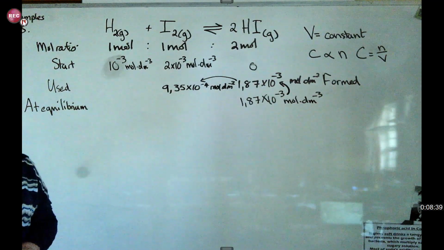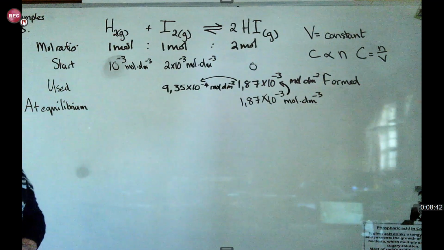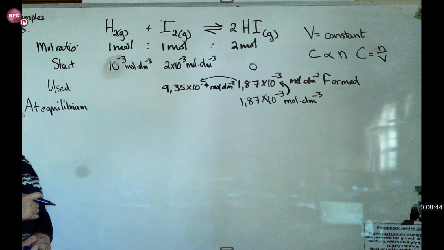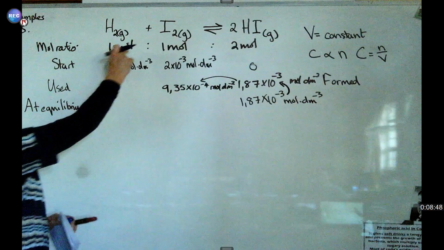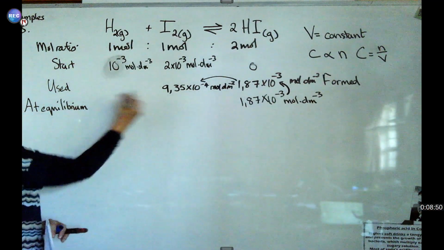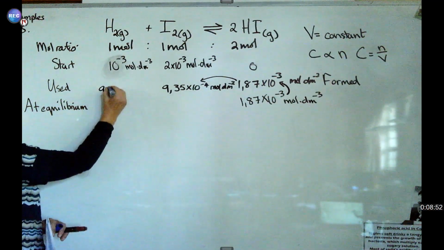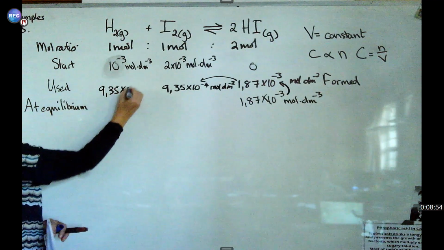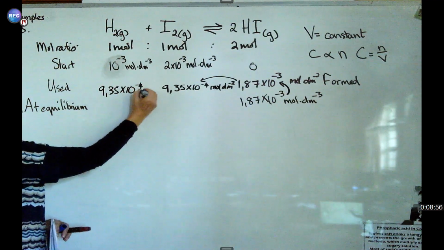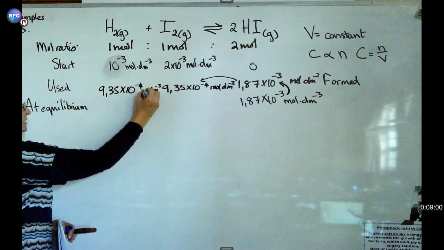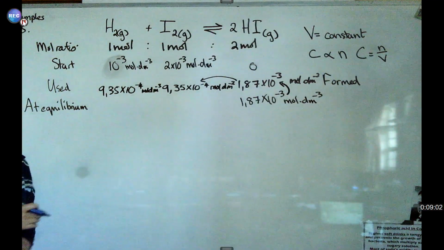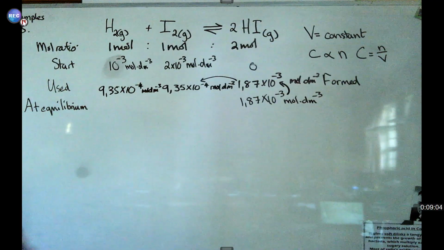And how much hydrogen would be used? It would be the same number. The ratio is 1 mole to 1 mole, so 9.35 times 10 to the minus 4 mole per cubic decimeter. Give yourself space when you do these calculations.